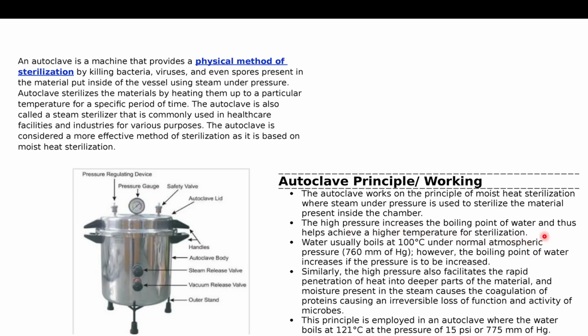The high pressure increases the boiling point of water and thus helps achieve a higher temperature for sterilization. Water usually boils at 100 degrees Celsius under normal atmospheric pressure. However, the boiling point of water increases if the pressure is increased. Similarly, the high pressure also facilitates the rapid penetration of heat into deeper parts of the material, and moisture present in the steam causes the coagulation of proteins, causing an irreversible loss of function and activity of microbes. This principle is employed in an autoclave where the water boils at 121 degrees Celsius at a pressure of 15 psi or 775 millimeters of mercury.